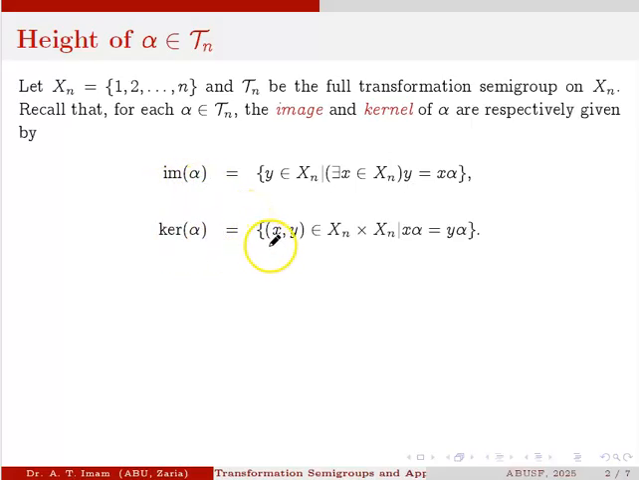And the kernel of alpha is a relation on Xn defined by the rule that two points x and y are related if they have the same image under alpha.